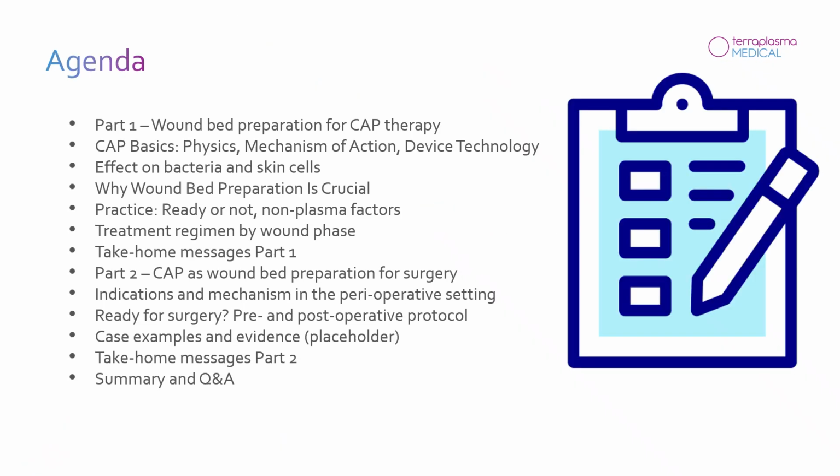In part 1, we will learn how a wound bed should be prepared to get the most effective CAP therapy. We start with the basics of physics and the mechanism of action. Then we look at what plasma actually does to bacteria and skin cells. From there, we build the case for why preparation matters, using a practical ready or not example, and we translate this into a treatment regime depending on wound phases.